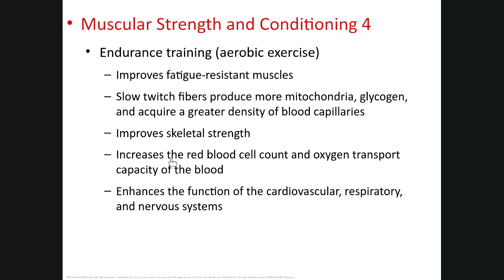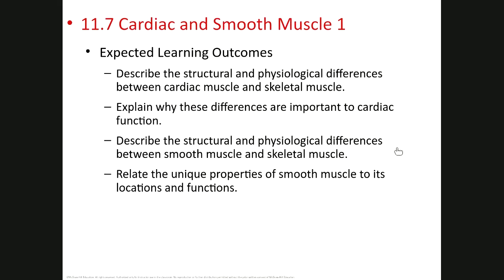Now, in endurance training, this is when you design your muscles to be fatigue resistant, right? And probably be able to save some mitochondria and glycogen for longer use time. Skeletal strength is also increased. Red blood cell capability is increased, and the function of the respiratory and cardiovascular system, together with the nervous system, has been trained to work side by side. Okay. All right, all these are seen in our muscles, especially the skeletal muscle that we have discussed.